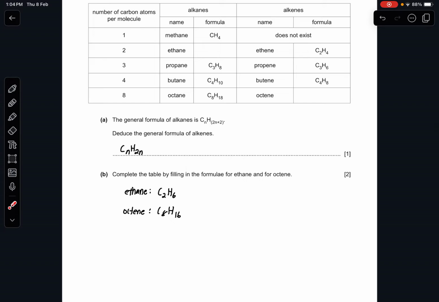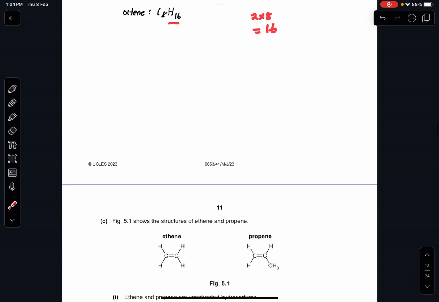B. Complete the table by filling in the formulae for ethane and octene. Okay. So ethane is CnH2n+2. So 2 times 2 plus 2, you get 6. So the H is 6. Octene is an alkene, therefore it's C8 and H is 2 times 8, which is 16. So the answer is C8H16.